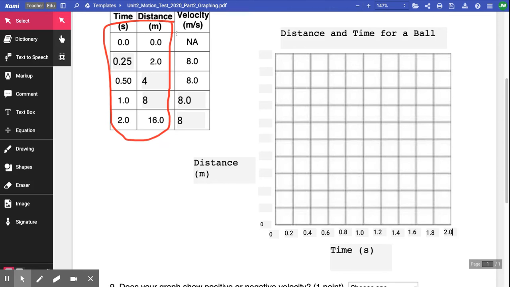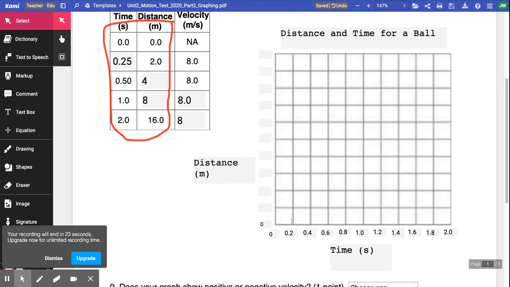Let's do the same thing over here for distance. Okay, highest number is 16. We have 10 boxes. 16 divided by 10 is 1.6. That's really hard to count by. So I'm going to round up to 2s. We're going to count by 2s now.